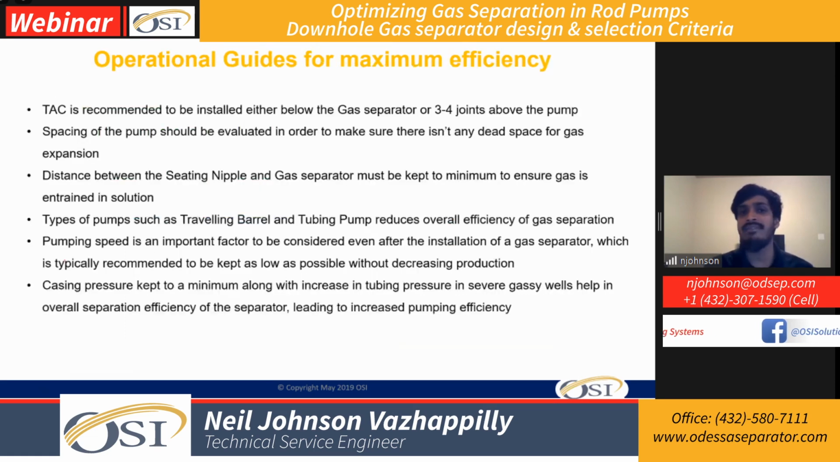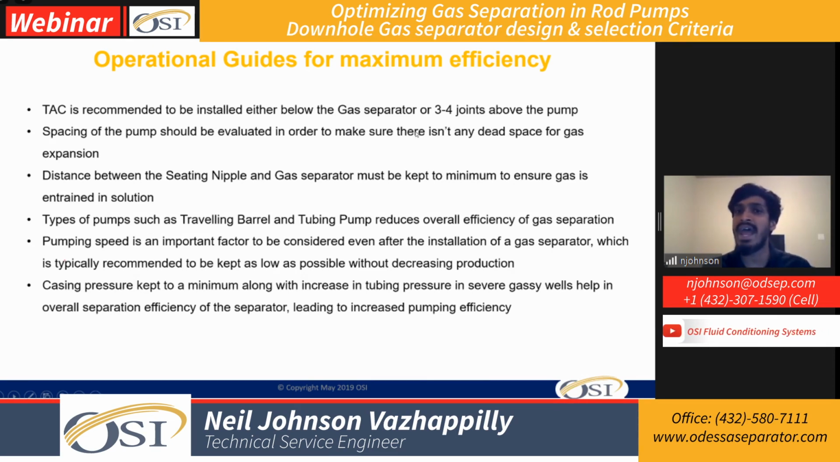But even having designed the best separator, we cannot expect it to work the way it's supposed to if the operational guidelines or the total BHA apart from the separator is not taken into consideration. By that, what I mean is most of y'all might have heard about using a TAC. Most of the wells which use a TAC, we always recommend to either use it below the separator or use it about 3 to 4 joints above the pump.